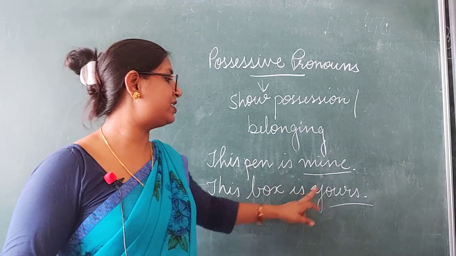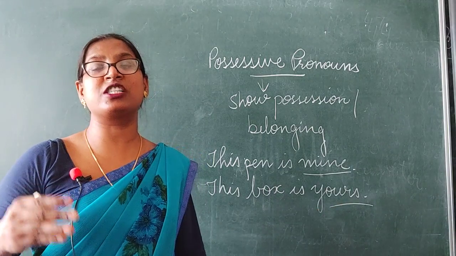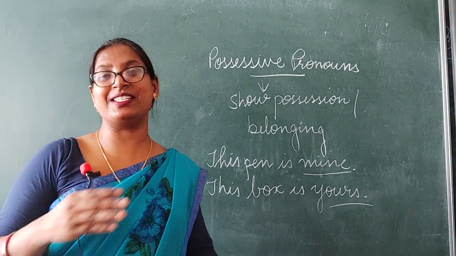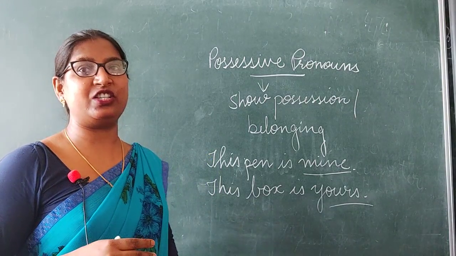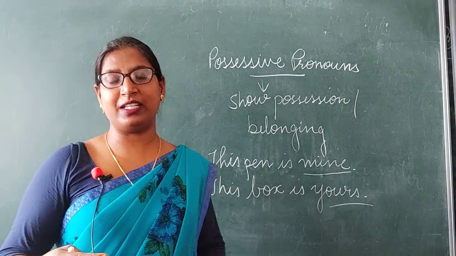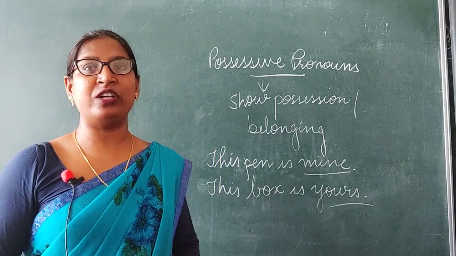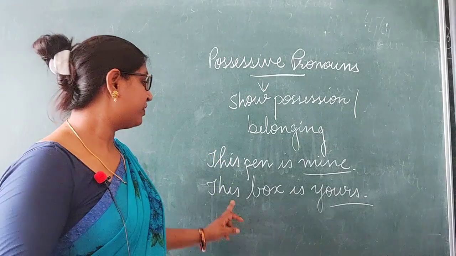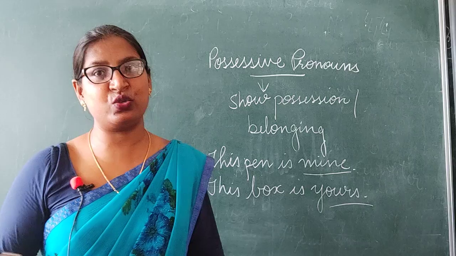This box is yours. If I say this box is your box, in this sentence we can see the noun is repeated again. Just to avoid this repetition, we can use some other words which can be placed instead of the noun and also show the possession and belonging. This box is yours means the box belongs to you.